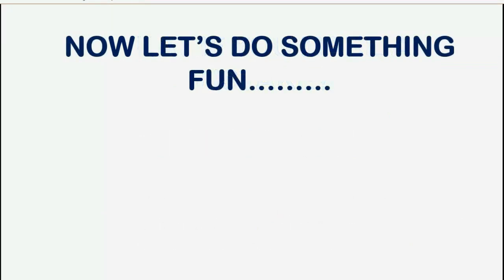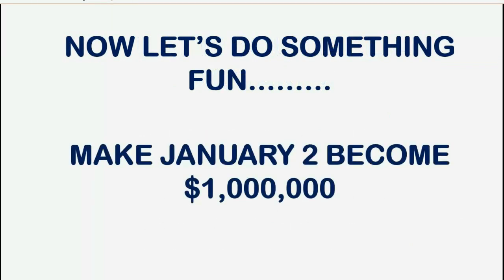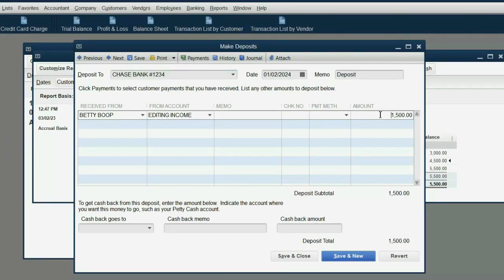So let's have some fun. Let's make January 2nd become $1 million and see what happens. Well, like I said, we can change any of these data fields. So if I click and drag to overwrite the amount in the amount field, and I make it $1 million, look what happens when I click Save and Close.